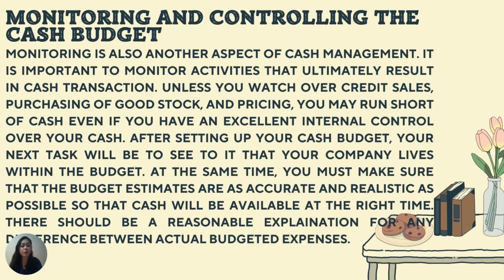After setting up your cash budget, your next task will be to see to it that your company lives within the budget. At the same time, you must make sure that the budget estimates are as accurate and realistic as possible so that cash will be available at the right time. There should be a reasonable explanation for any difference between actual and budgeted expenses. So, monitor your cash in the form of a cash flow so that you can see all the money going in and out.